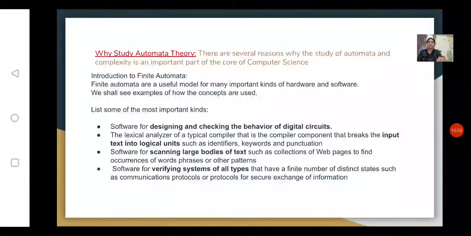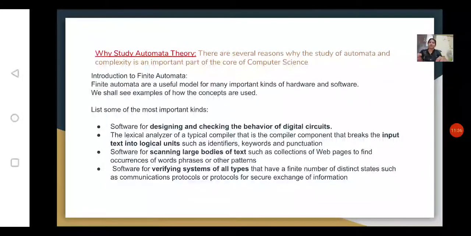Software for scanning large bodies of text, such as collections of web pages, to find occurrences of words, phrases, or other patterns. How many times a word, phrase or pattern has occurred can be found using a theory of computation model. Then software for verifying systems of all types that have a finite number of distinct states, such as communication protocols or protocols for secure exchange of information. So these protocols can also be verified.